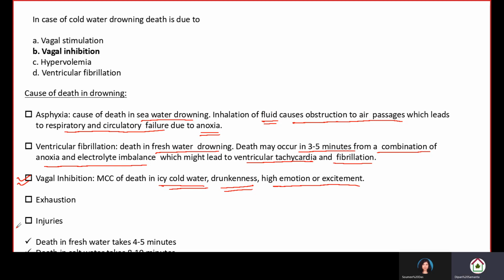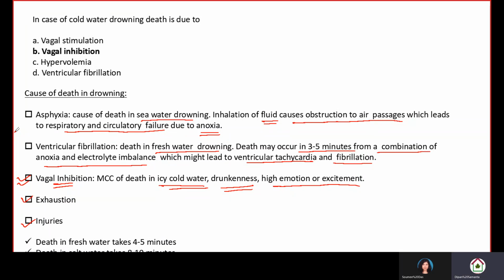It seems that respiration is getting arrested in case of vagal inhibition. It occurs with icy cold water, and high emotions, when people cry a lot, or excitement also. Now exhaustion and injuries, cause of death in drowning. So first is asphyxia. So why does a person die by drowning?